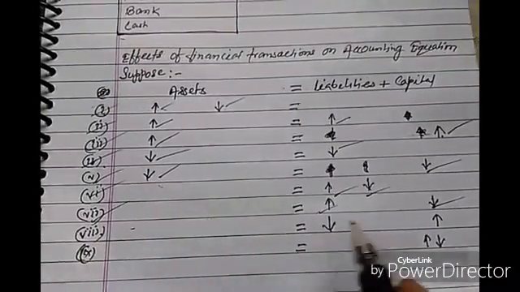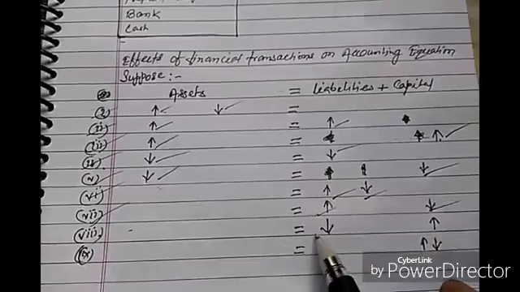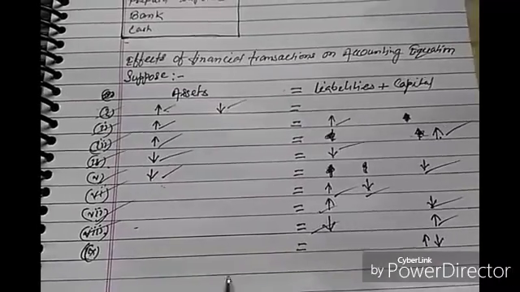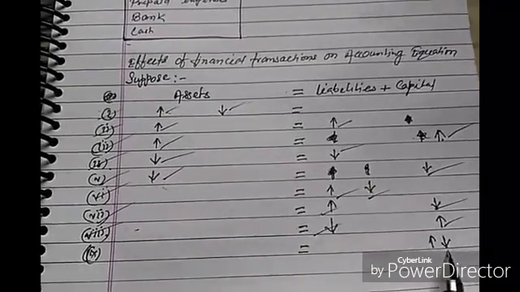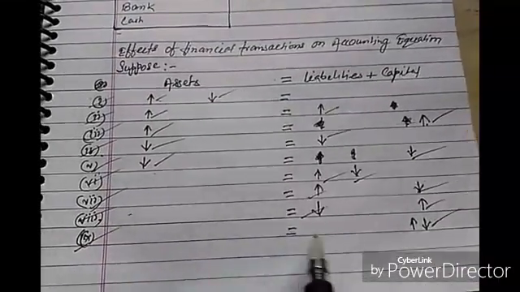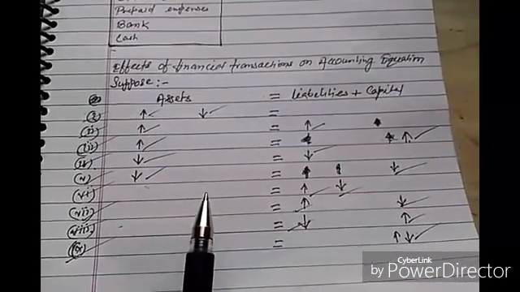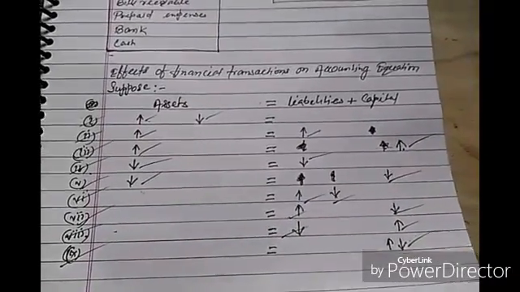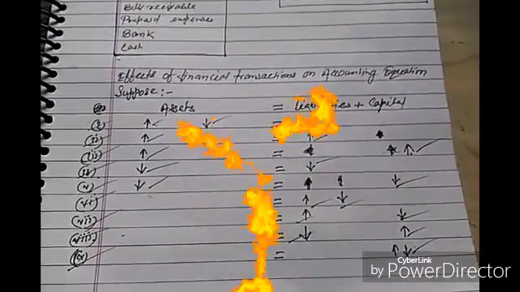And eighth one, decrease in liability, increase in capital. That means conversion of loan into capital. And last one, increase in capital, decrease in capital. An example is interest on drawings. So here you can understand how an increase or decrease in liability or assets affects the accounting equation, whether on the asset side or the liability side.